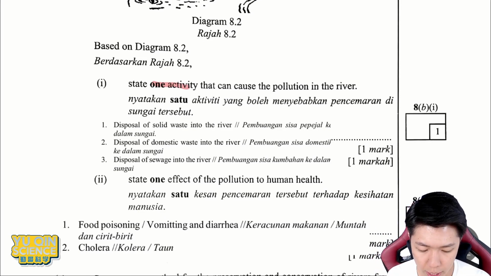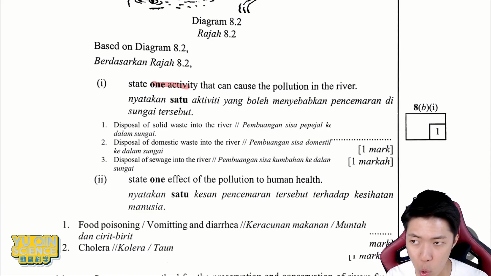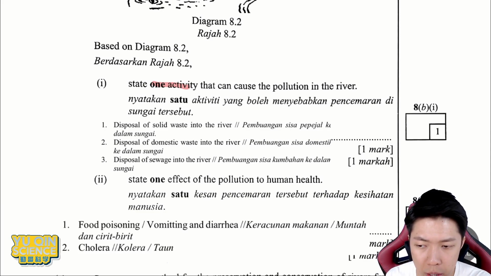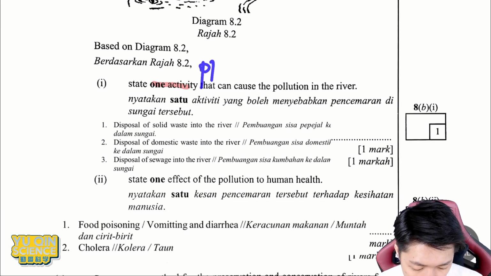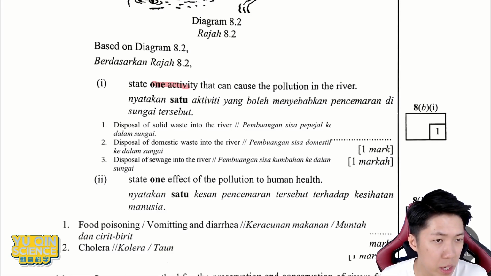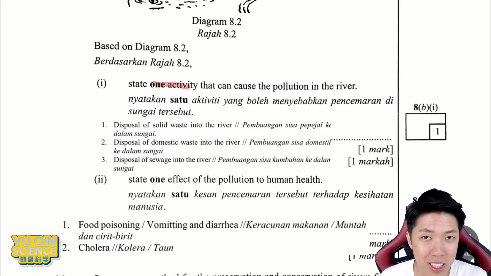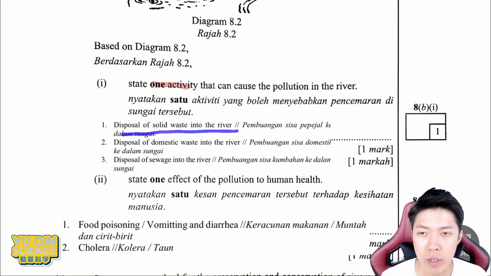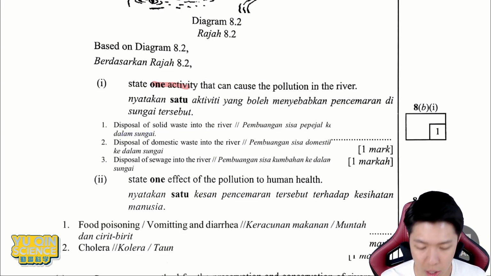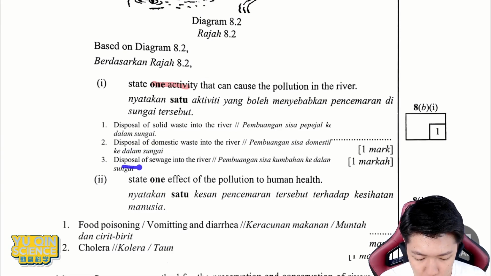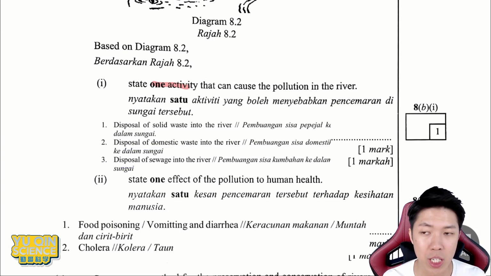Activity. So no longer writing substance. If you write plastic, why repeat one? Cannot. The question is asking for the activity that we do. So if you want to say plastic, you say we throw plastic. Disposal of solid waste into the river. Or dispose domestic waste, which means from your house. Disposal of sewage into the river. Sewage means all the poop and urine.